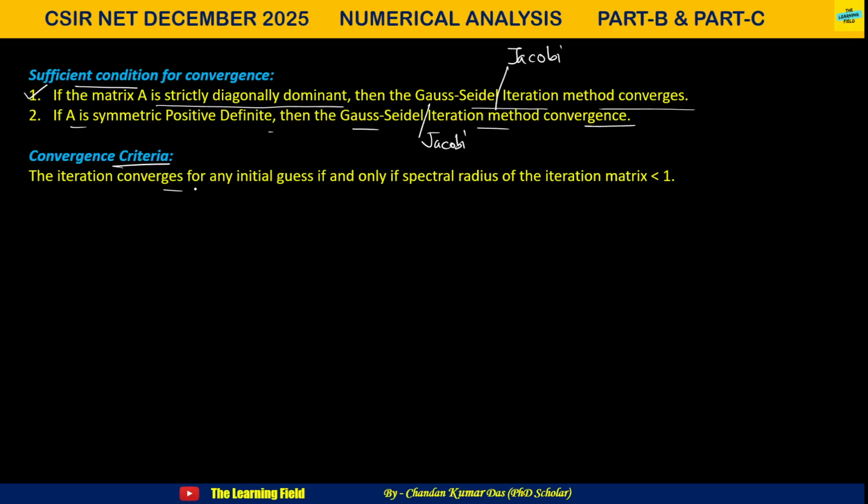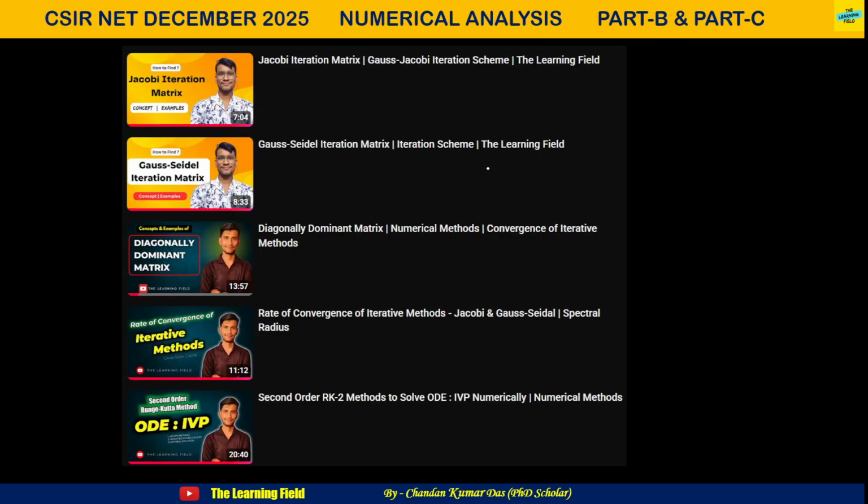The iteration converges for any initial guess if and only if the spectral radius of the iteration matrix is less than 1. Now I think you know the terms like diagonally dominant matrix, spectral radius, iteration matrix. If you don't know what these are, you can see my lectures. These 4 or 5 lectures are very important for solving these types of questions.